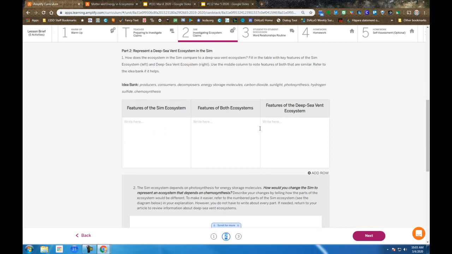And so when you fill in the table, the features in the sim ecosystem that are only in the sim ecosystem, in this case, your producers would be plants. You have sunlight.